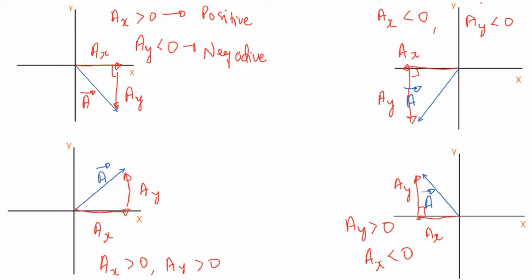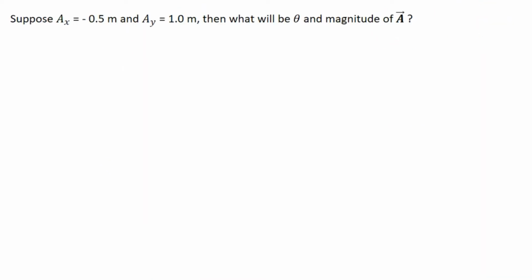Now let's discuss one common mistake that students generally make while solving problems. Let's understand it with this question. Here we are given that ax is negative 0.5 and ay is 1 meter. Then we need to find this angle theta and the magnitude of the vector.